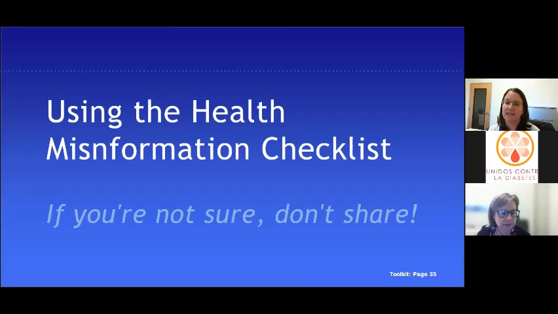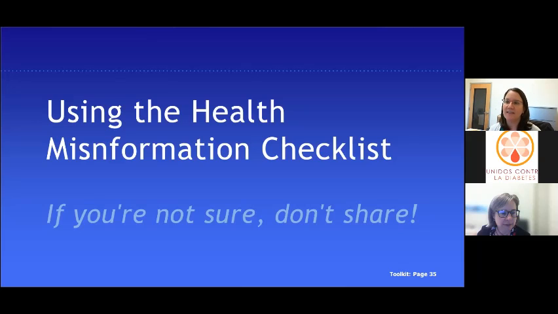One of the resources in the toolkit that I think is really helpful as you are looking at information and trying to determine whether it's trustworthy or not is this toolkit resource called the Health Misinformation Checklist. It's just a systematic process that you can use to go through and look at the information to determine if it meets the criteria for good information or if it has the potential to be misinformation or disinformation. So we're going to walk through the checklist with you.